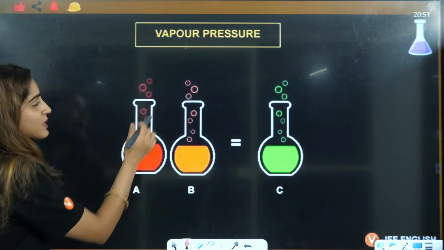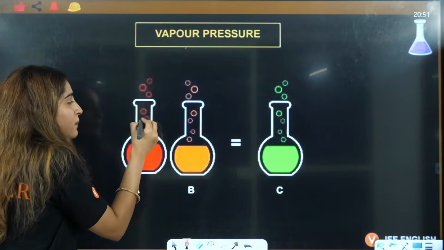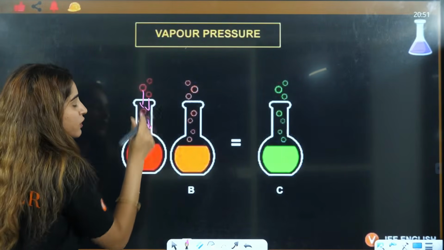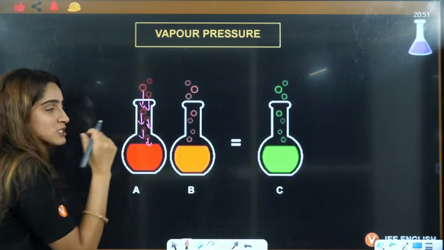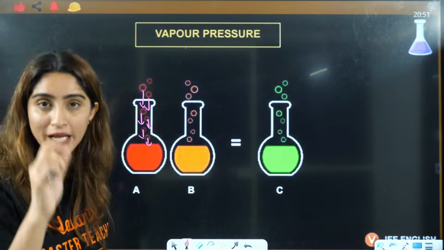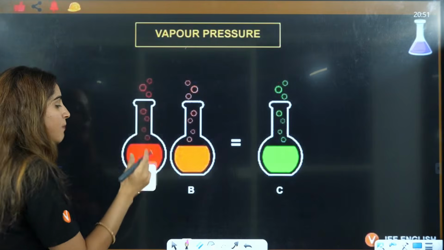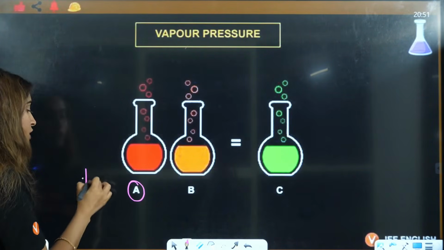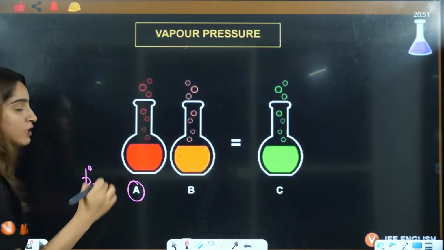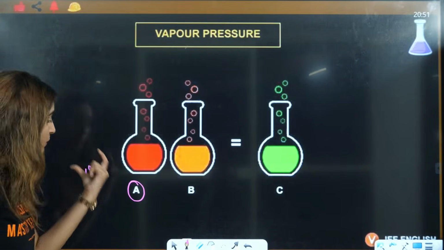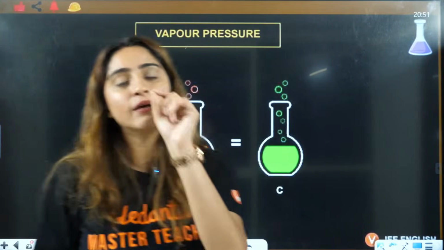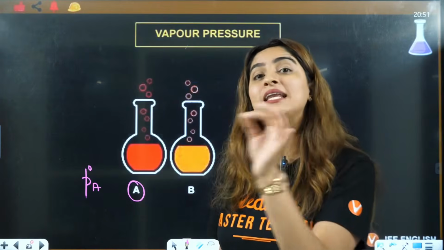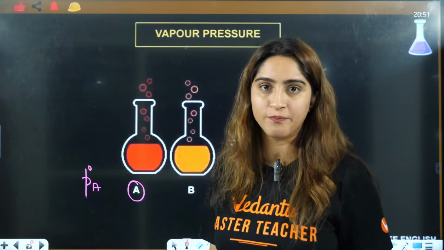So this is forming some vapors. The vapors will put some pressure on this liquid, right? The vapors will have some pressure on this liquid, that is called vapor pressure, right? When we talk about the pure liquid A, then the vapor pressure term we use and we denote it by P naught A. That means the vapor pressure of liquid A, right? When the liquid A is in the pure state, right?